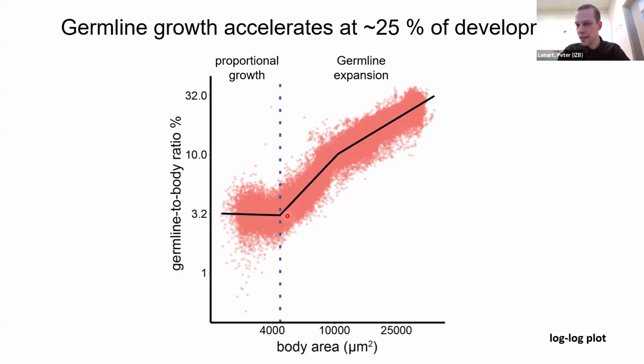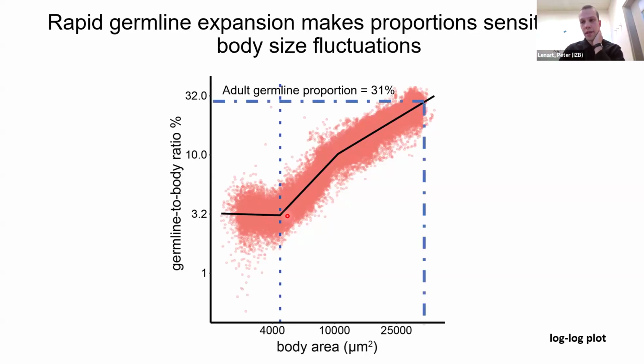So it makes sense to delay germline expansion because germline doesn't contribute to growth. So you want to delay its start, but you cannot put it at the very end of development because then it would take too long for the germline to catch up with the normal proportions. So this seems to be a sensible strategy for resource allocation, but it also makes the germline to body proportions very sensitive to variation in size at adulthood.